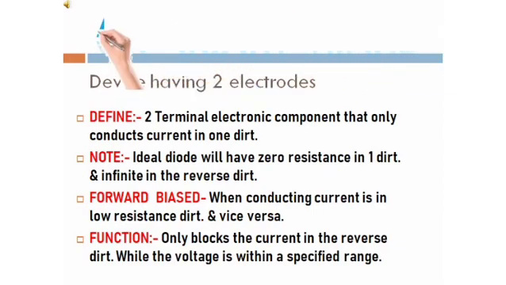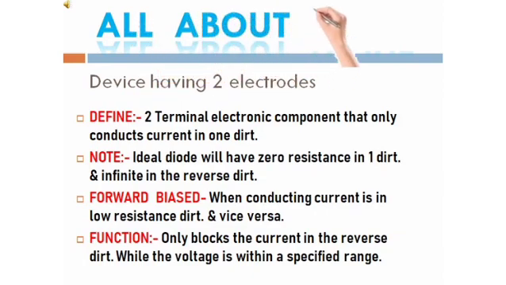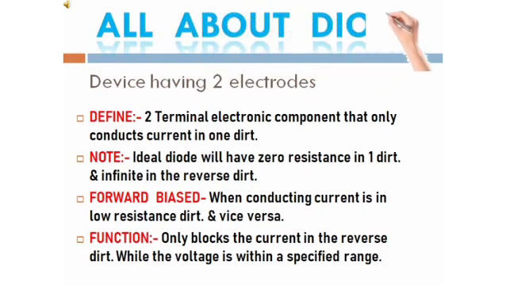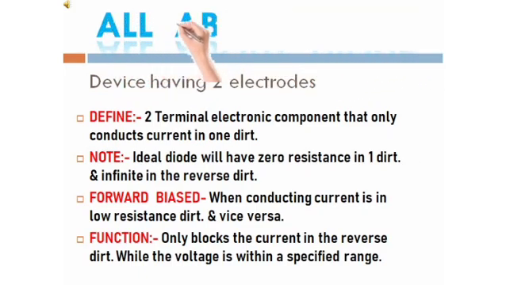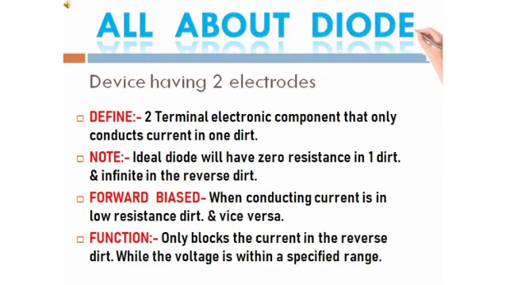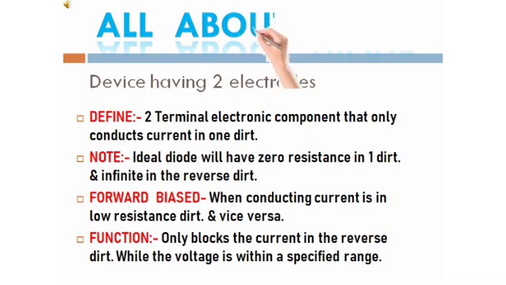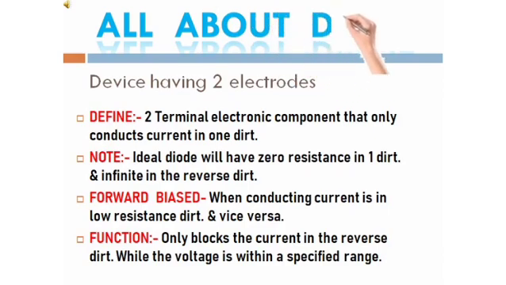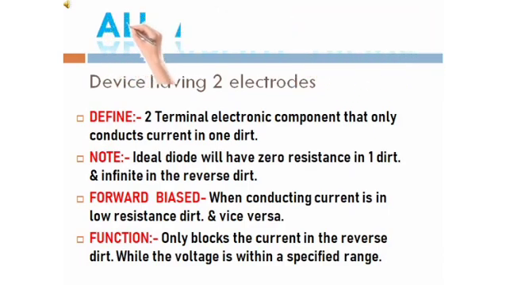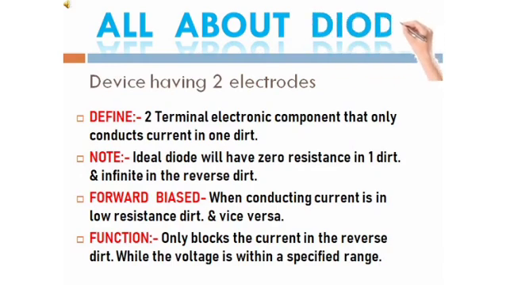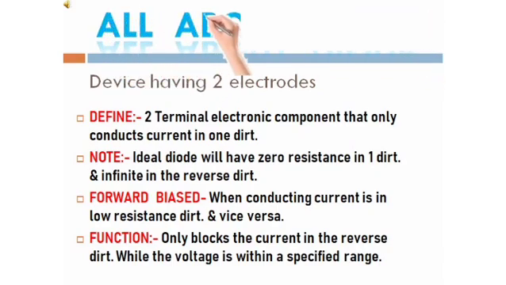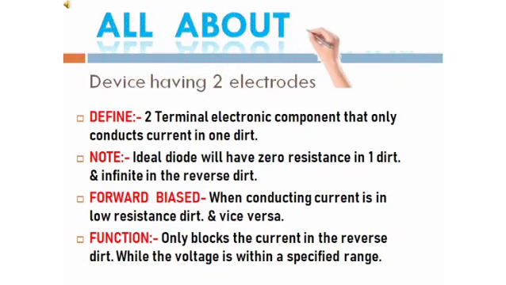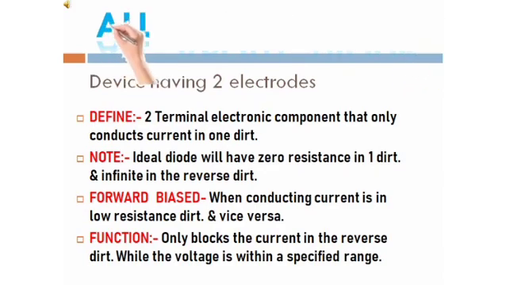Okay, now what do we say about forward bias? When the current direction is in the lower resistance direction, then we say it's forward biased. But when do we say it's reverse bias? When the current flowing is in the high resistance direction, then it will be called reverse biased. But what is the function of a diode? It only blocks the current in the reverse direction, while the voltage is within a specified range. Above this range, the reverse barrier breaks. So the voltage at which this breakdown occurs is said to be the reverse breakdown voltage.